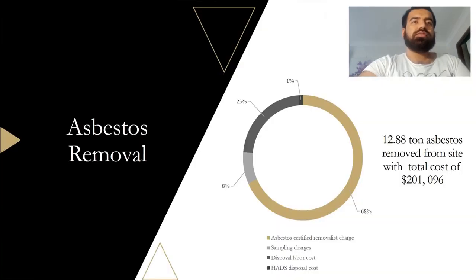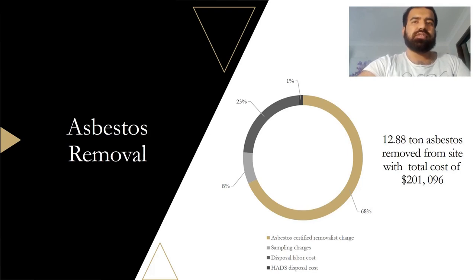So when we talk about asbestos removal, we need to remove 12.8 ton of asbestos from the building material of our site. This would incur a total cost of $201,096. 1% of this cost would be the HEDS disposal cost, which is a discounted scheme by government to dispose asbestos. 23% would go towards the labor cost and 8% would go towards the sampling charges. The rest, all of it would go towards the asbestos certified removal.